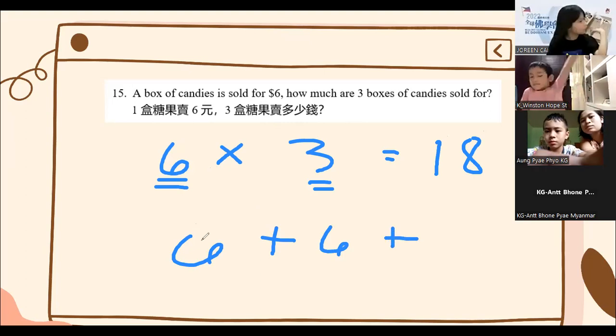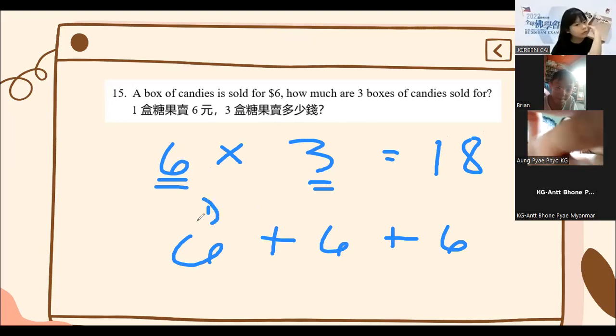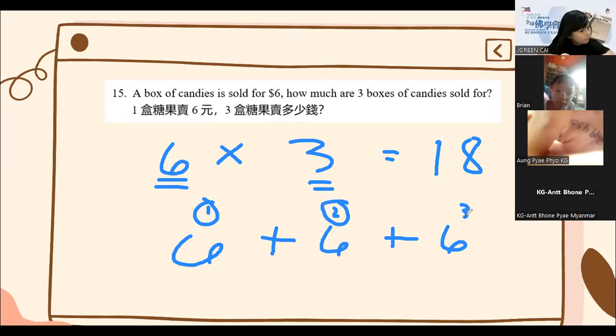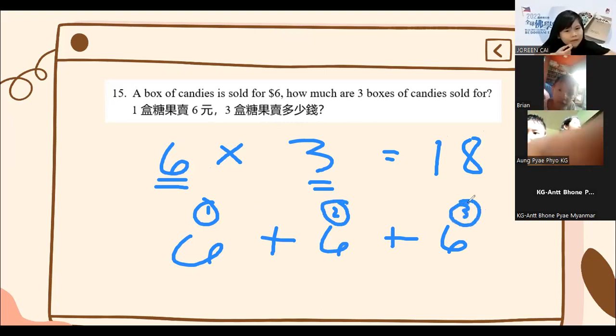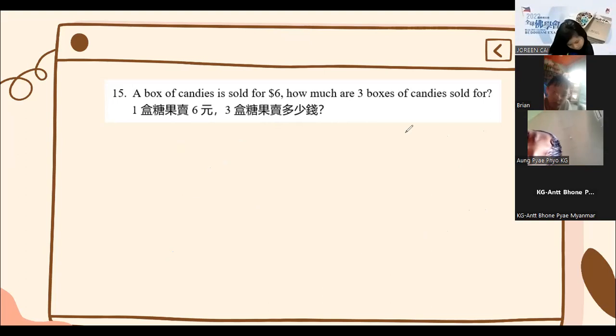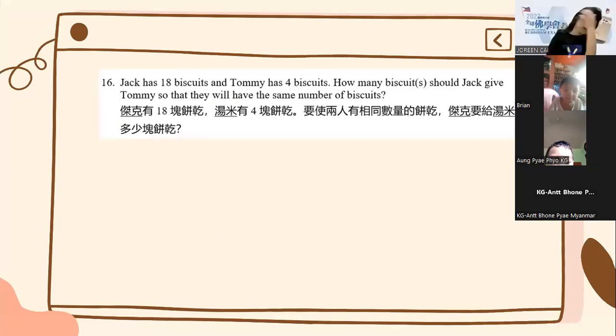So this is the first box. This is the second box. Okay. And then the price is the $6. Okay. And then this is your third box. So you can just add that. 6 plus 6 plus 6 equals 18 as well. So whichever method you're going to use, you still have to get the same answer. Okay. Very good. How about if we have this question?